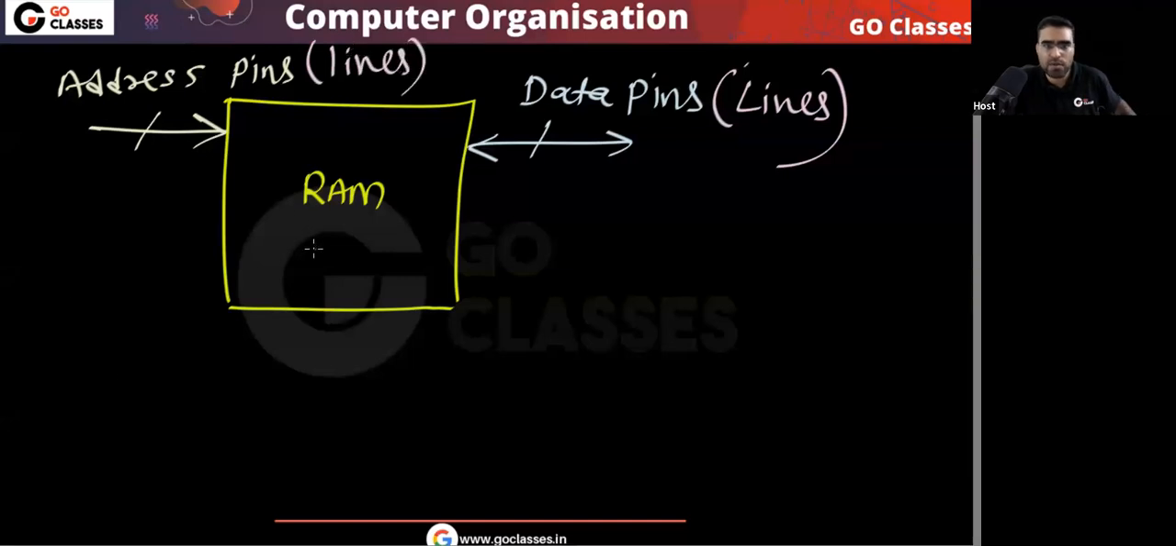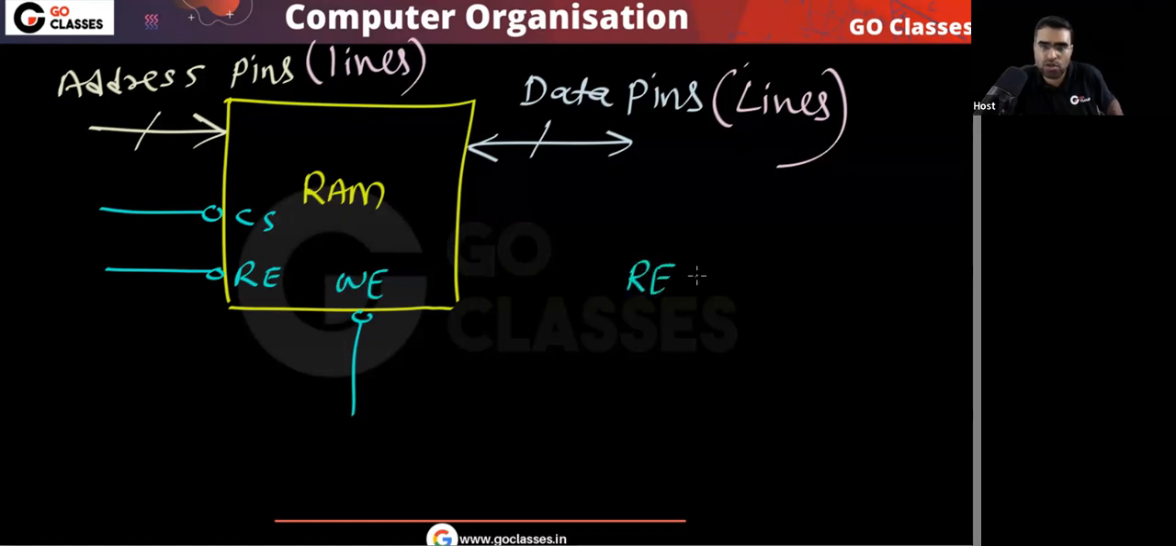Now what else do we have in this memory? We have 3 more inputs. Yes or no? There is a chip select, there is a read enable, and there is a write enable. So these 3 more inputs we have. This read enable you can also call output enable. So these are different names for read enable. This is your read enable, and you can also call it output enable.